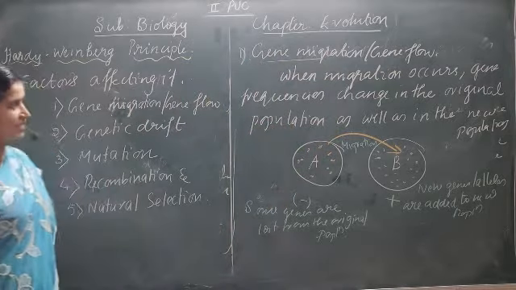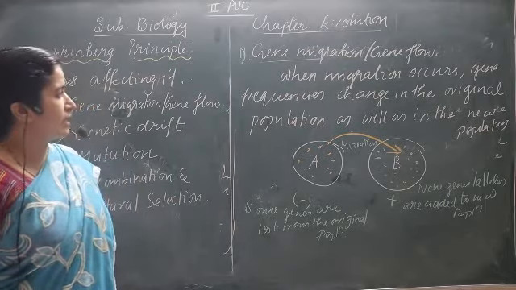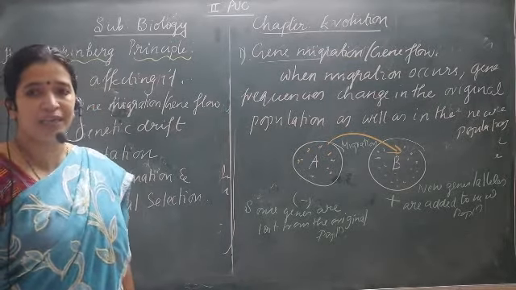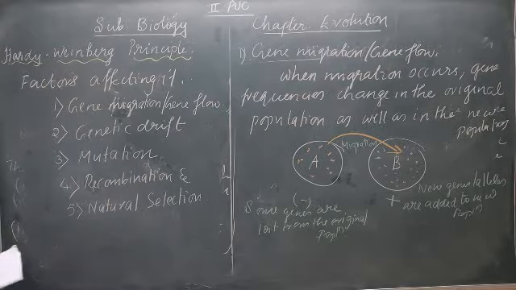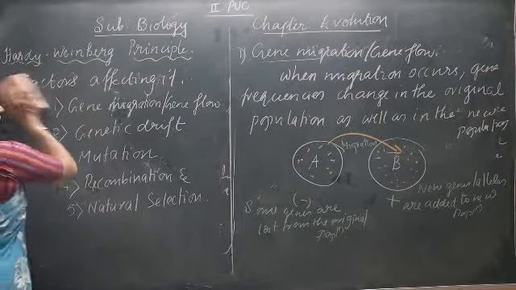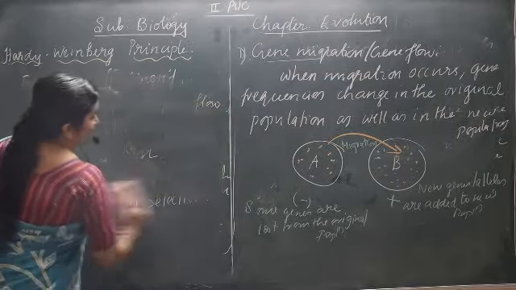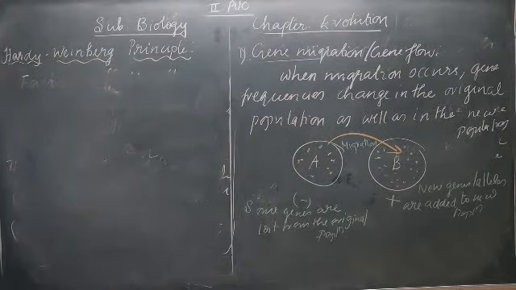So what is the difference between gene migration and gene flow? Gene migration occurs many times. If gene migration occurs many times, then it is called gene flow.